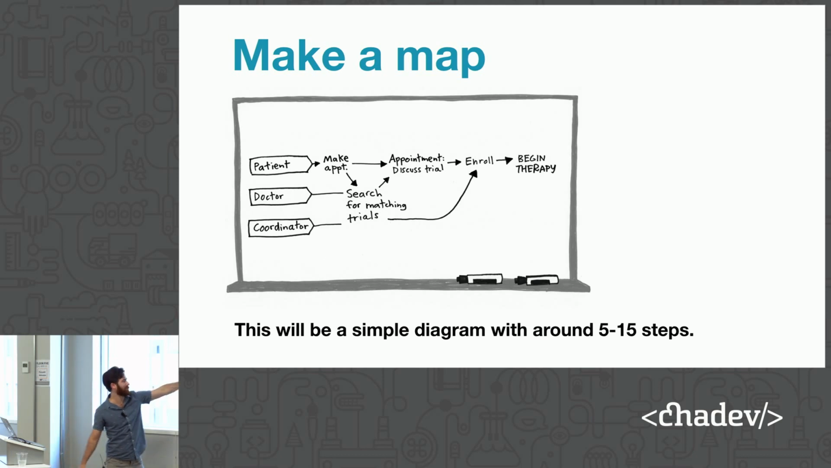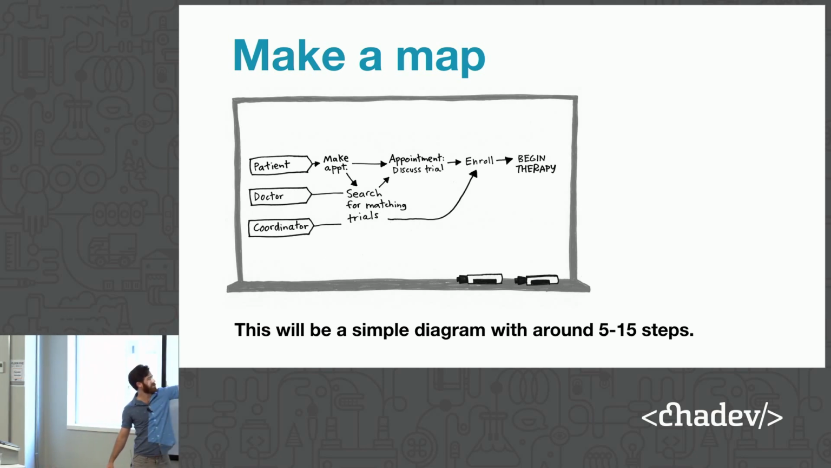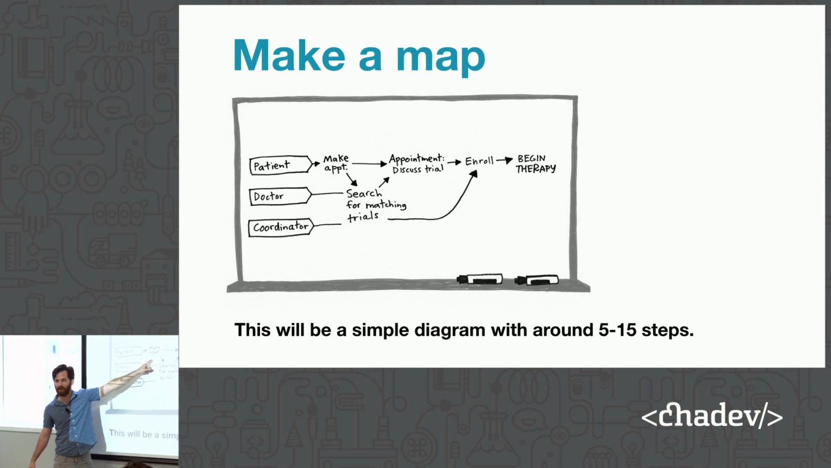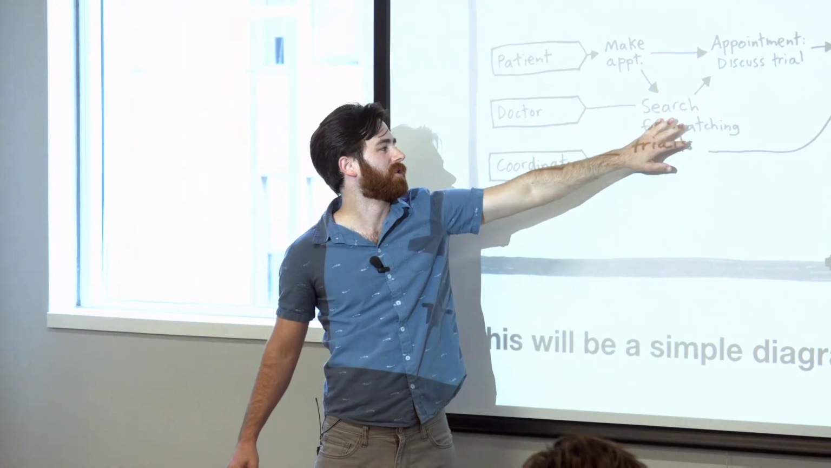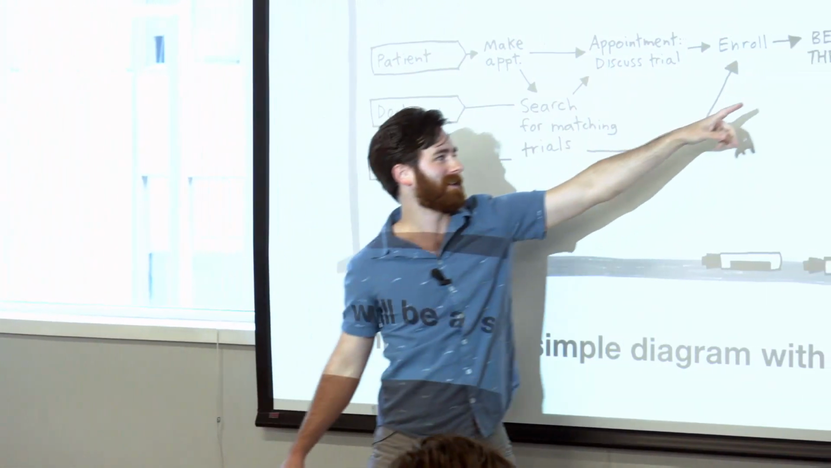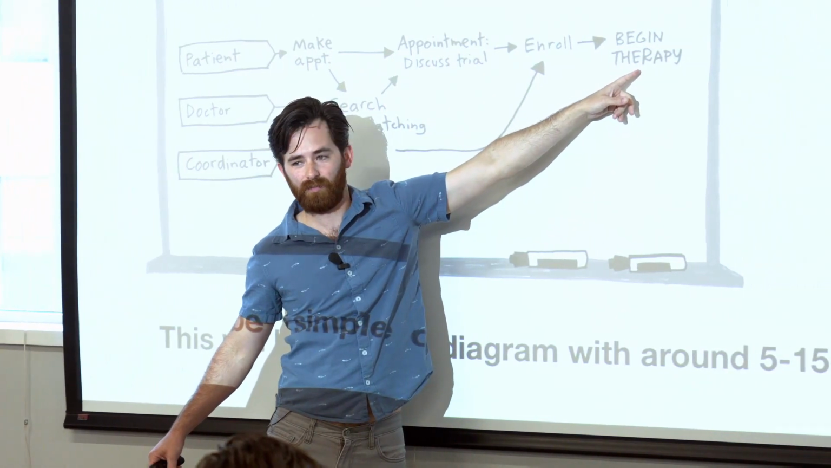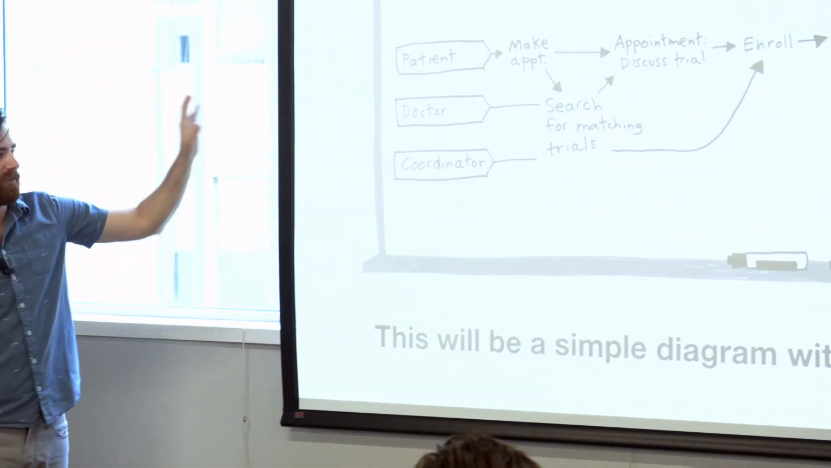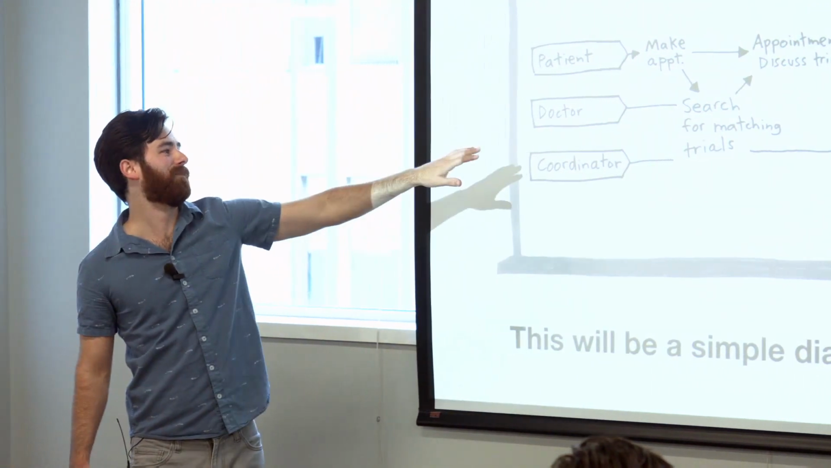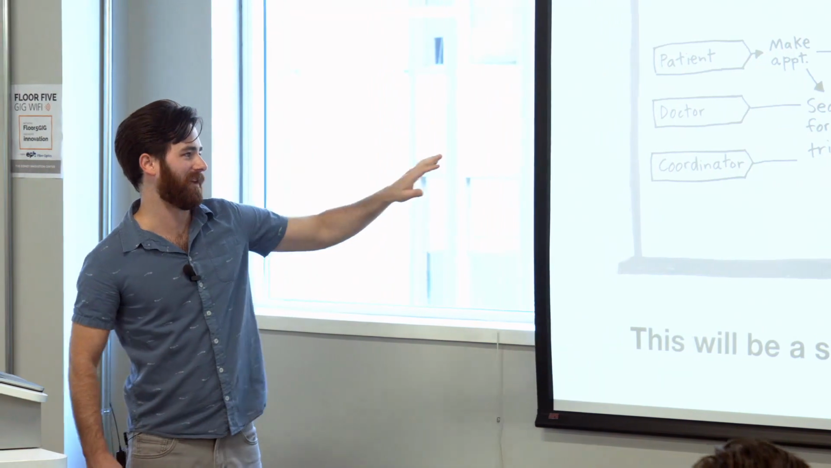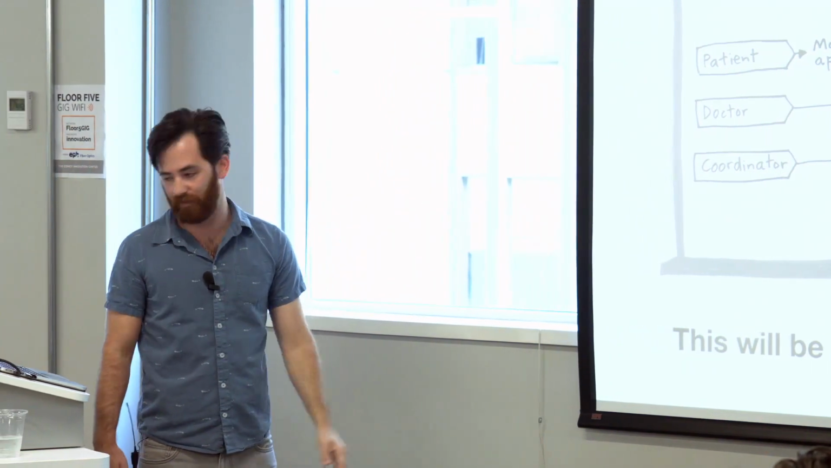So you can see here that you always start the step before they could possibly interact with your product, just to give context, and then you move over to where they first interact with the product, and on and on until finally they reach the goal of the product, which was to begin therapy in the clinical trial. So this is a perfect map. It's simplified, and it focuses on the important parts.